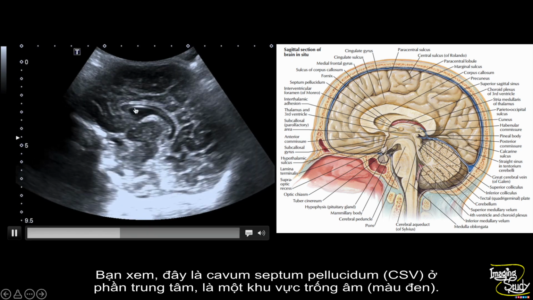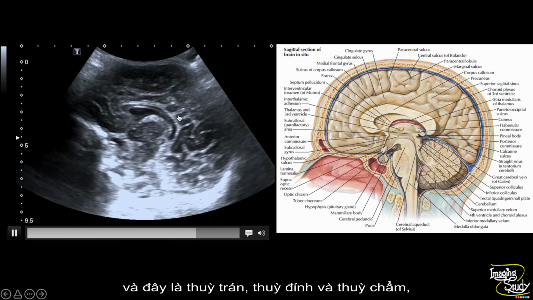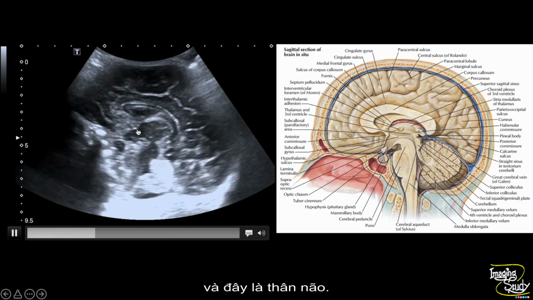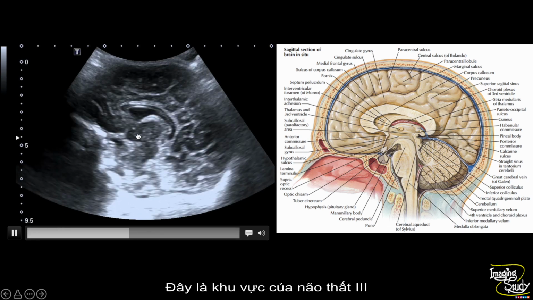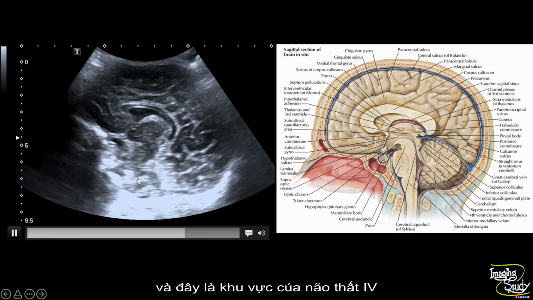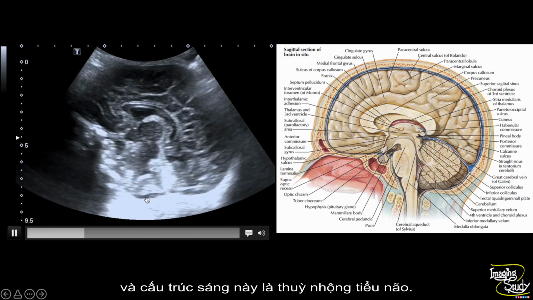You see, this is the cavum septum pellucidum at the central part as an anechoic or black area. Superior to it, you can see the corpus callosum. Then these are the frontoparietal lobes, the occipital lobes, and this is the brainstem. This bright hyperechoic focus is the choroid plexus within the third ventricle. This is the area of the third ventricle. This is the fourth ventricle area, and this bright area is the cerebellar vermis.